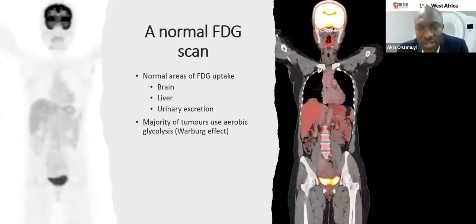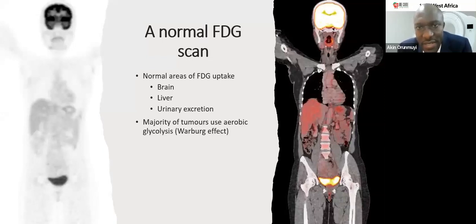So this is what a normal FDG scan looks like. Remember, I said there will be uptake in normal and abnormal tissues. Now, these images just show the areas of normal tissue. The brain is an obligate user of glucose. So you can see that there's intense FDG activity. One is just a gray scale where the brain looks black. And then we have a color scale. There are several color scales, but I chose a gold or hot body color scale where the brain looks intense, like a golden yellow, bright yellow. But the uptake will vary between yellow and orange or red.